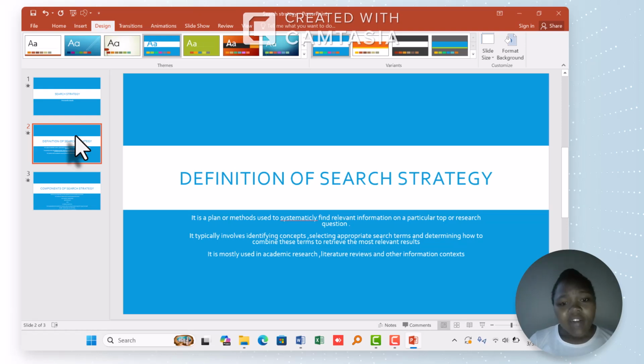If I say identifying the concepts, it means that you first understand the question you are given, what the question is speaking about, and what the question is all about. So that is the first step. And the second step is we select the appropriate search terms.